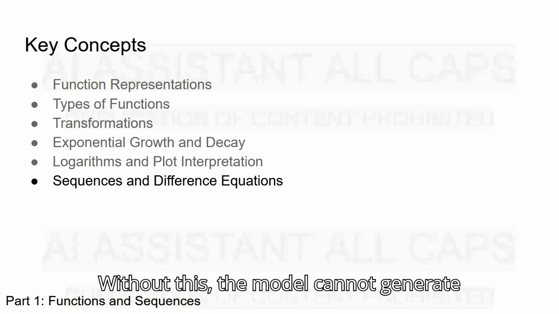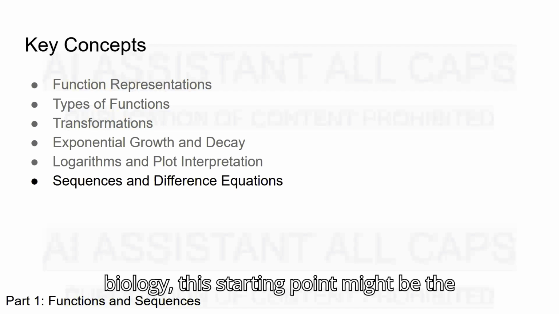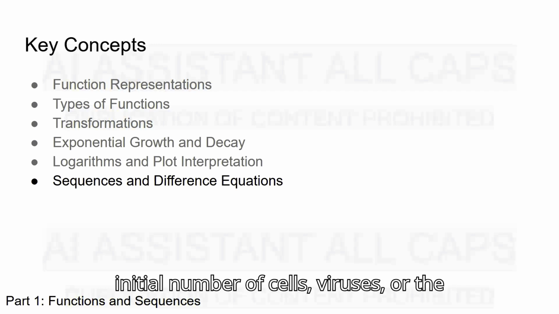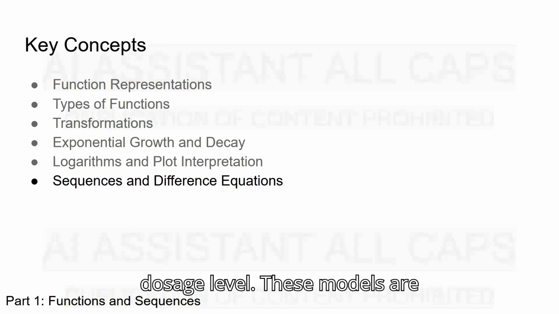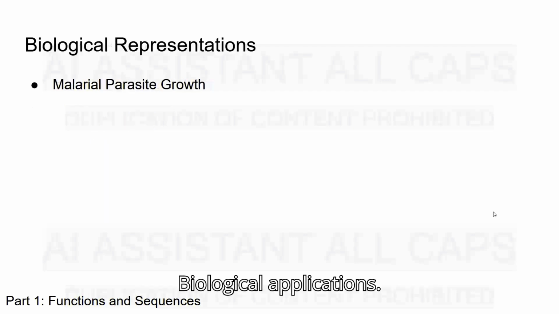Without this, the model cannot generate accurate future values. In biology, this starting point might be the initial number of cells, viruses, or the dosage level. These models are commonly used in ecology, epidemiology, and systems biology. Biological applications. Malarial parasite growth.